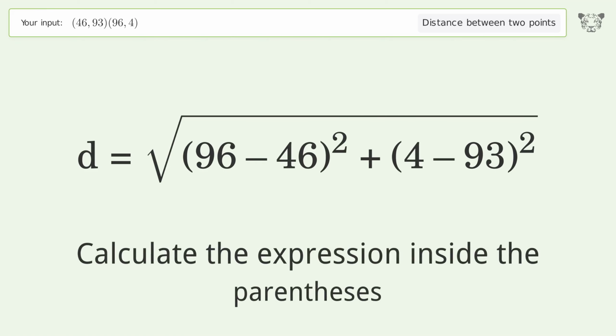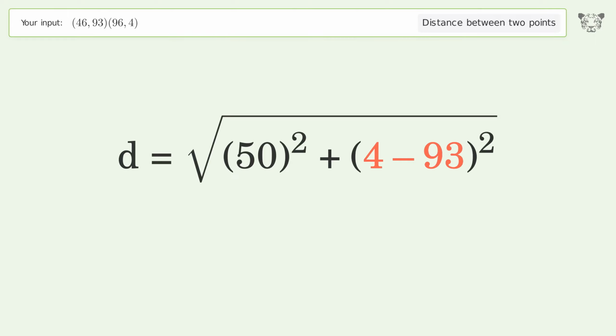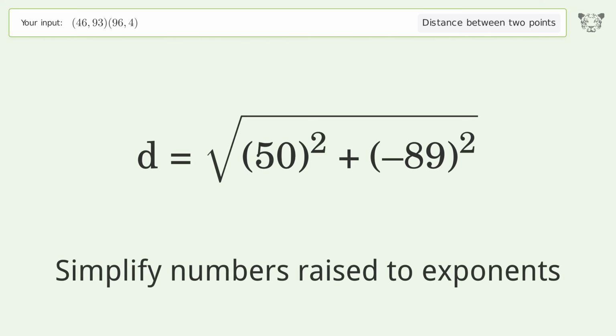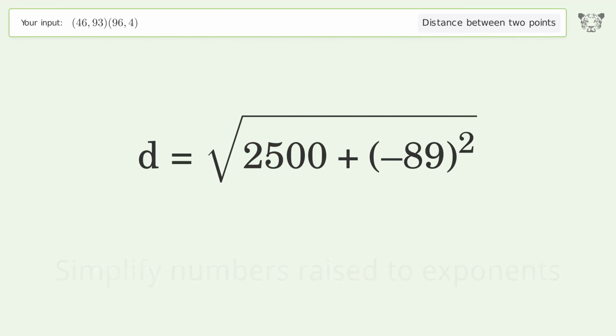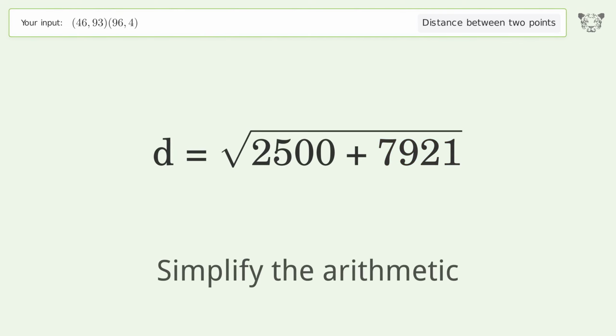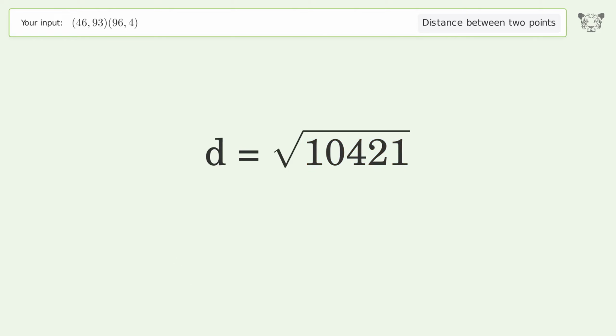Calculate the expression inside the parentheses. Simplify numbers raised to exponents. Simplify the arithmetic. And so the distance between the two points is the square root of 10,421, or 102.083.